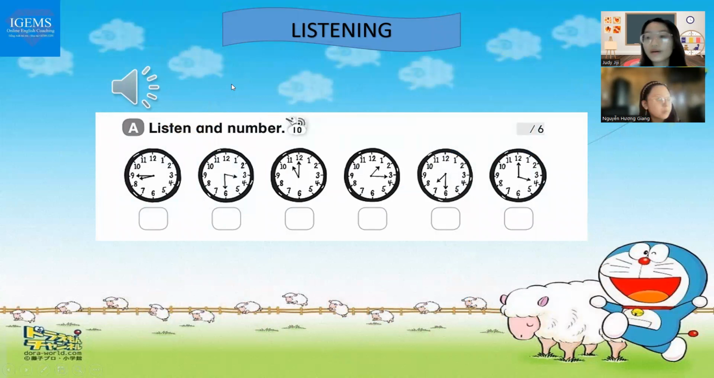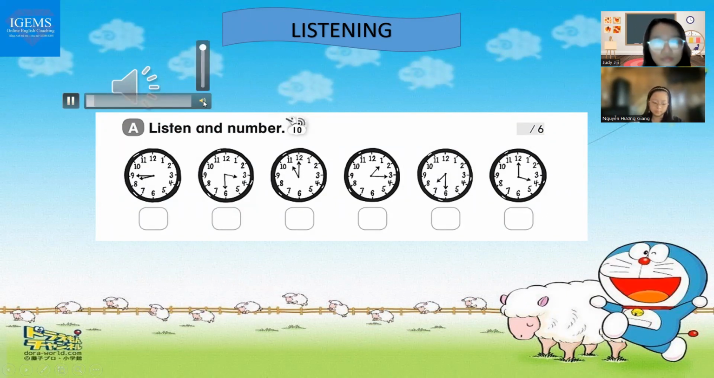Okay, so we will begin with the first one, listening. There are 6 clocks. I will play the audio for you. You will listen, hear, and number. A. Listen and number.